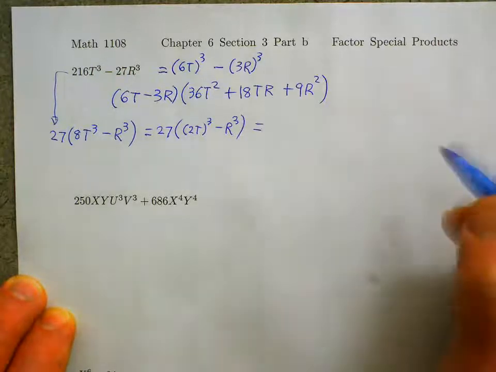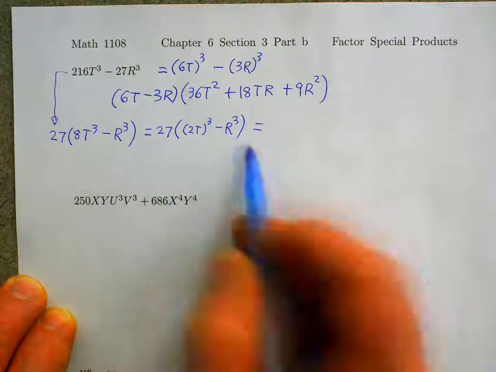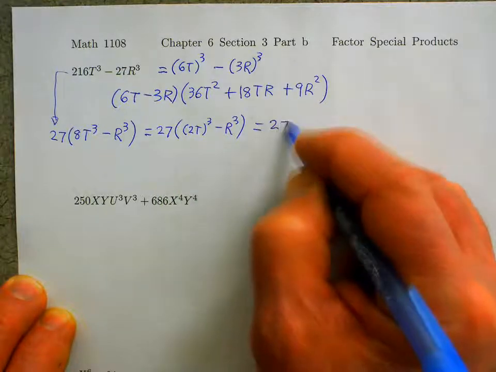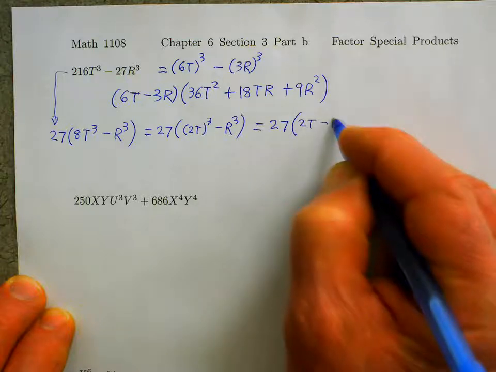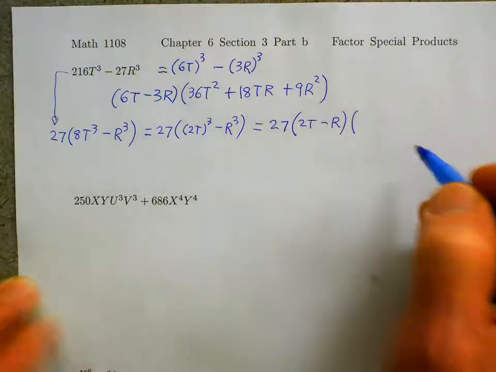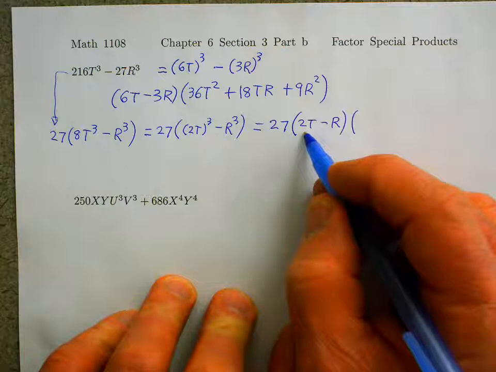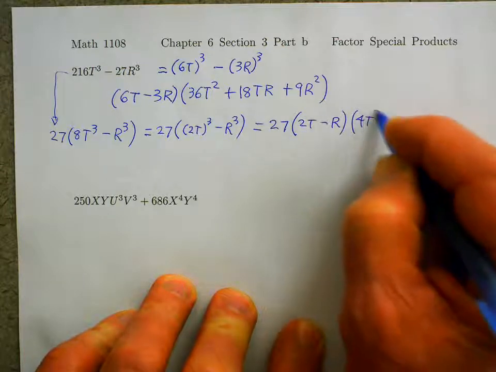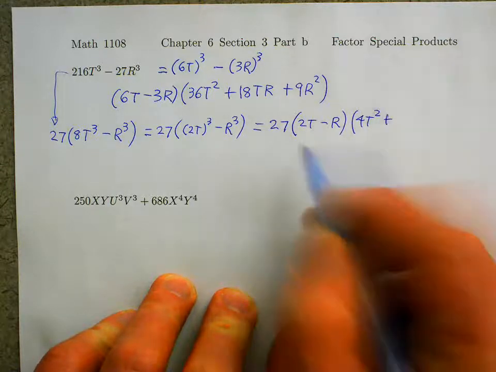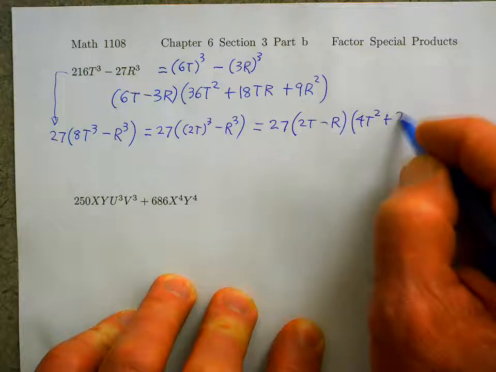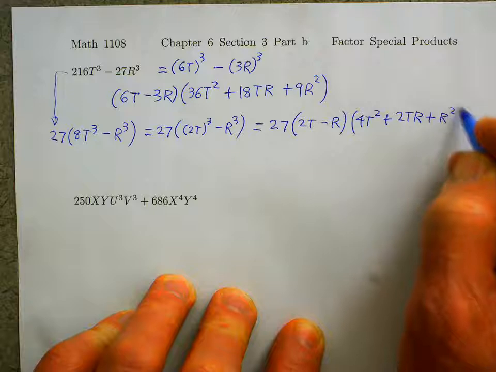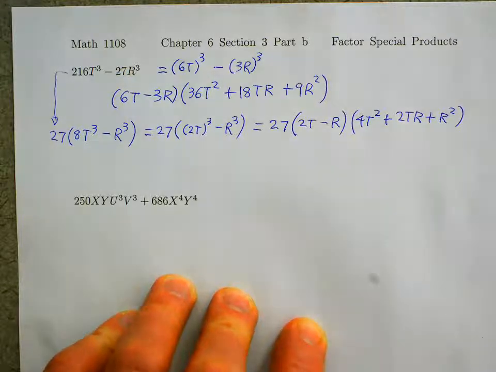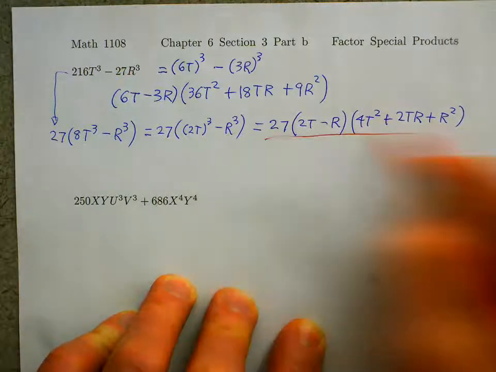And so the complete factorization is going to be 27, and then the binomial 2t minus r. And the trinomial, when we square 2t, we get 4t to the second. And then plus 2t times r is plus 2tr, and then plus r to the second. Okay, so this is the complete factorization.